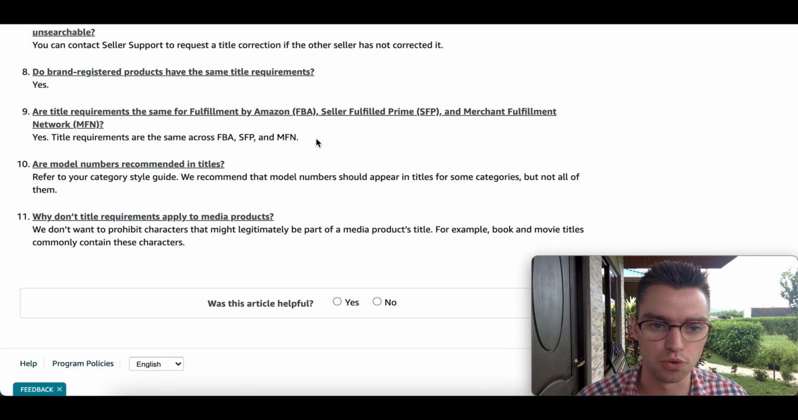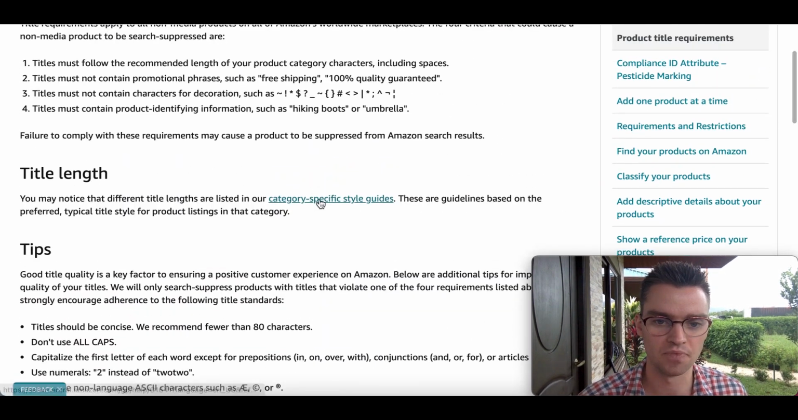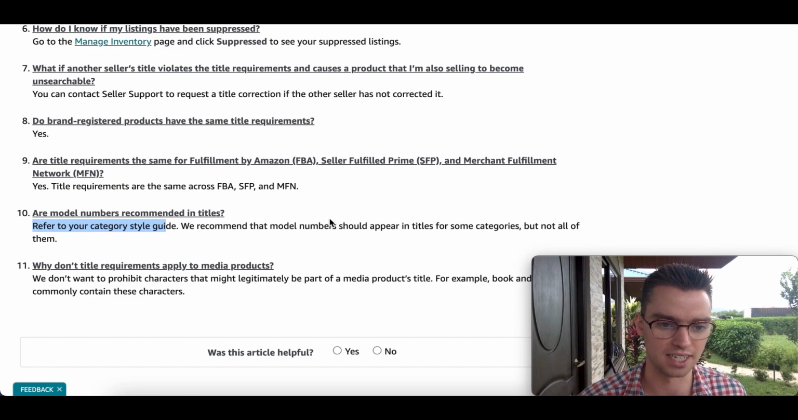Are model numbers recommended in titles? I'm not really as familiar with model numbers, but if this makes sense for your category, you'll have to refer to your category style guide. Again, category style guide, where can you find that? In this link. Here you go. Category specific style guides right there near the top. That's where you can find that information for your specific product category.